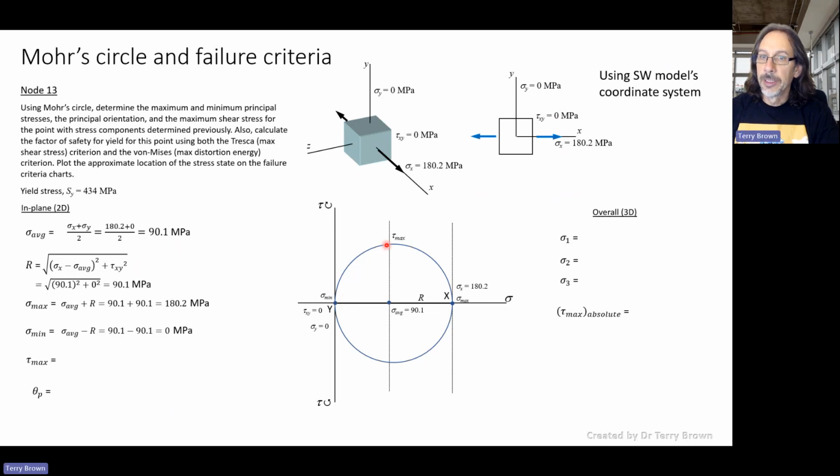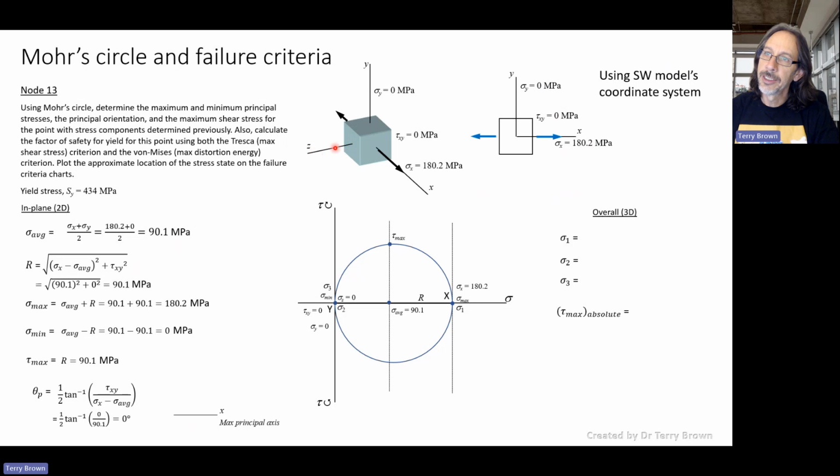Tau max is the top of the circle, the extremity of the circle in the vertical axis. So it's just the radius, 90.1, and the principal plane, or the principal angle, is 0. This is the principal stress. Stress max and stress min are the extremities of the circle in 3D.